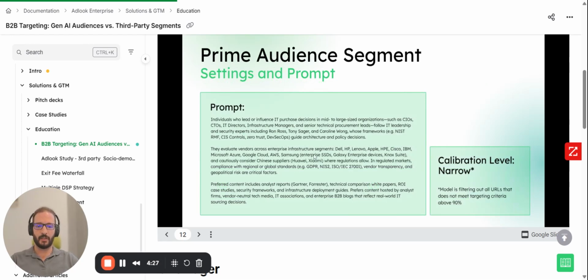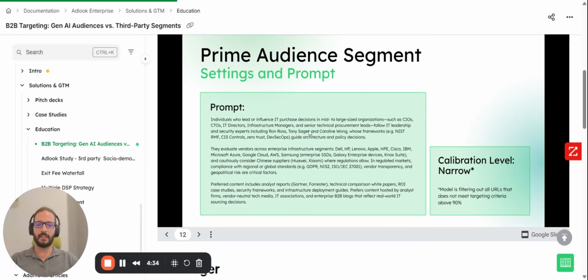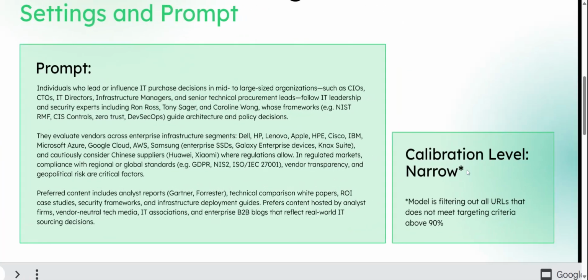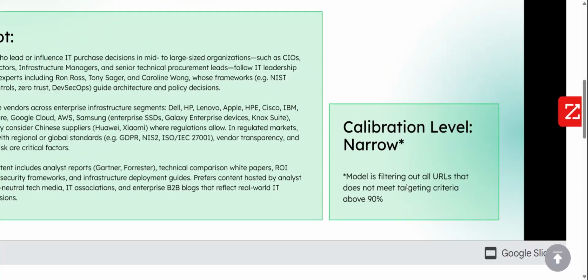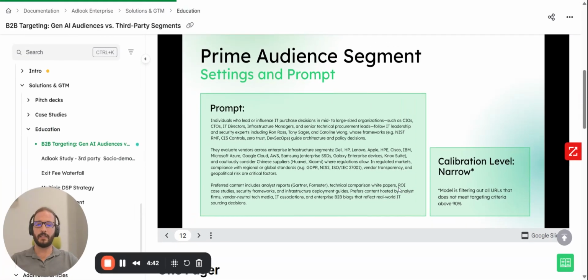So the prompt was pretty long, very specific. We're looking for IT people who are really decision makers in mid and large size organizations. We want the calibration set to narrow. The model is filtering out all URLs that do not meet targeting criteria above 90%. What does that mean? They need to be a 90% or higher match of your target before it gives you that URL to possibly place an ad on.